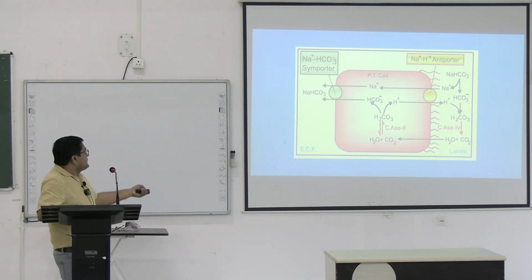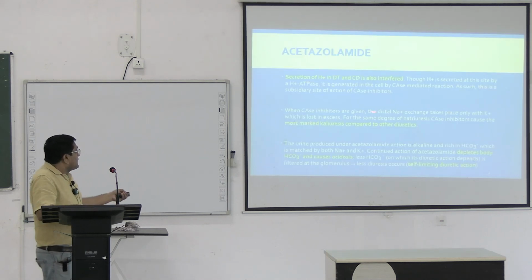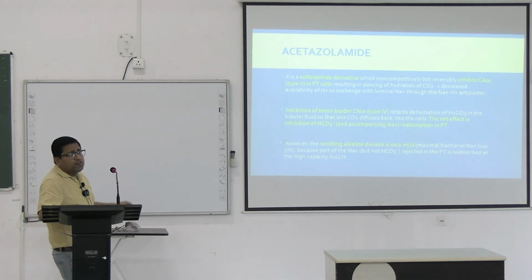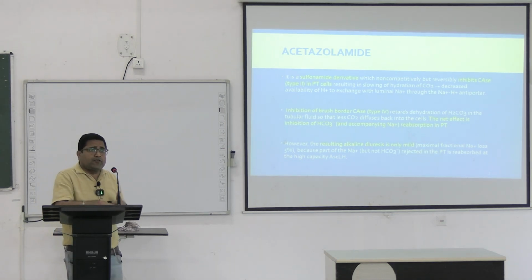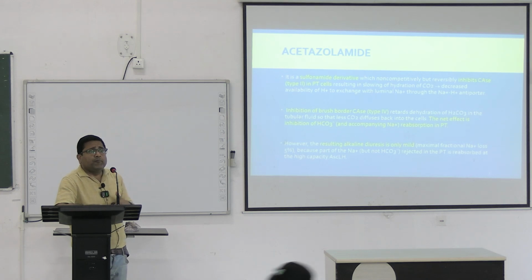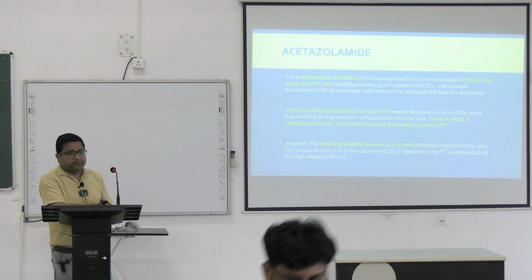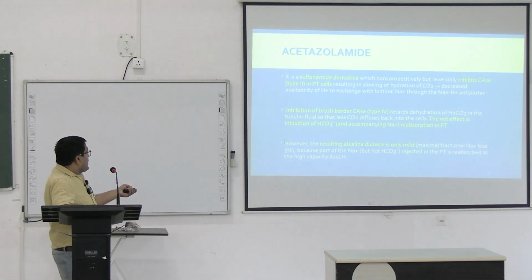The net effect is inhibition of bicarbonate reabsorption in the proximal tubule. So what can happen? Number one, bicarbonate reabsorption decreases, so more and more bicarbonate is being excreted in the urine. That will result in acidosis in the body. However, the urine becomes more alkaline. However, the resulting alkaline diuresis is only mild.